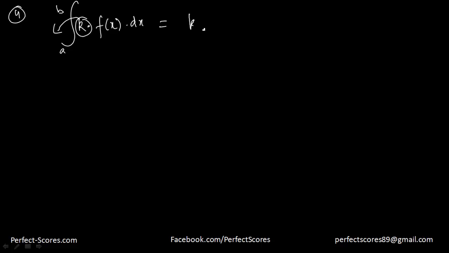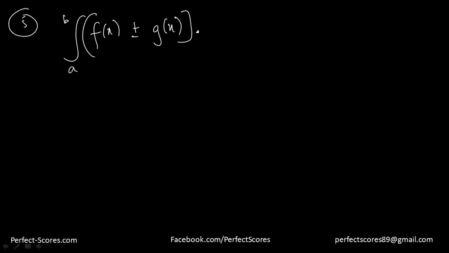The next property, property number 4, is that the integral of a constant times a function from a to b is very easy. You can take the constant out and just focus on the function itself, such that the constant belongs to the real numbers. That is very important. Again, that's a very easy property. You don't even need to discuss more on that. You can always take the constant out.